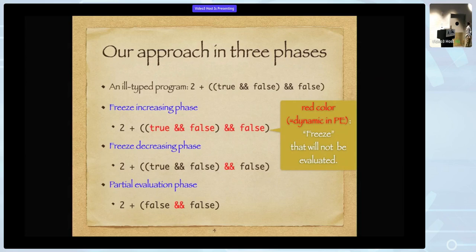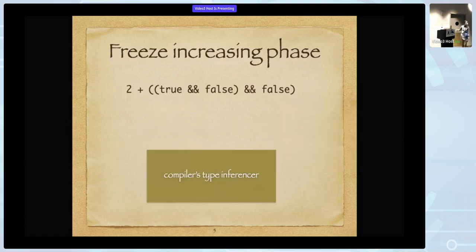And of course, we'd like to get more evaluated results. So first we increase the frozen parts, and then next we decrease the frozen parts. Then finally we can use partial evaluation. I would like to see the result. We would like to see what happens in the running example.